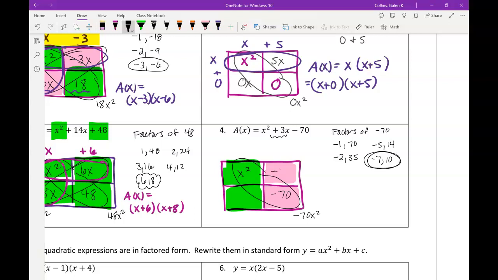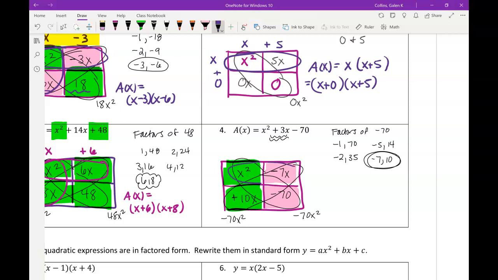So I'm going to put my negative 7x here just because I color-coded that one red to be negative. It doesn't matter though. You could switch where I have the 10x and the negative 7x. You could swap those diagonally. So again, we want to double check, yes, our product is negative 70x squared. Those two numbers add up to this positive 3 that we need. So now we can factor.